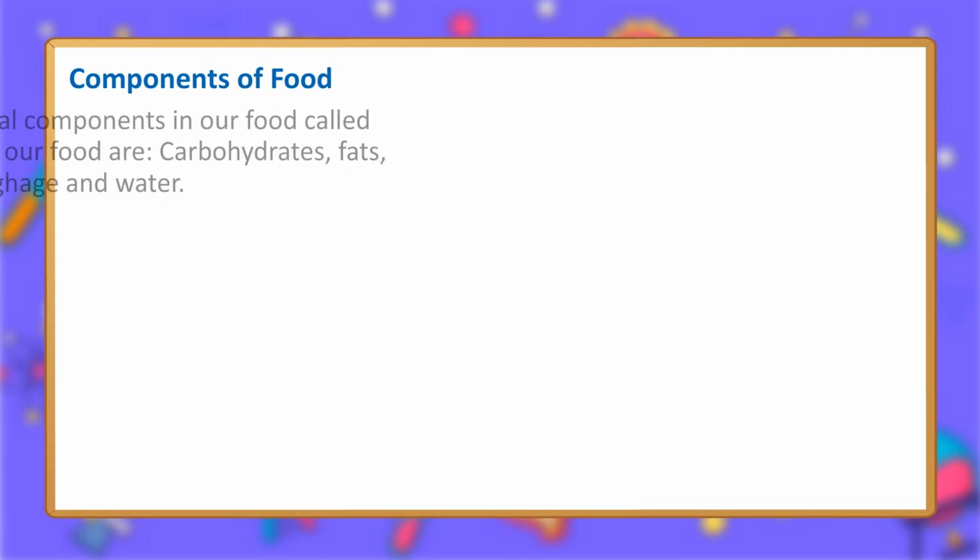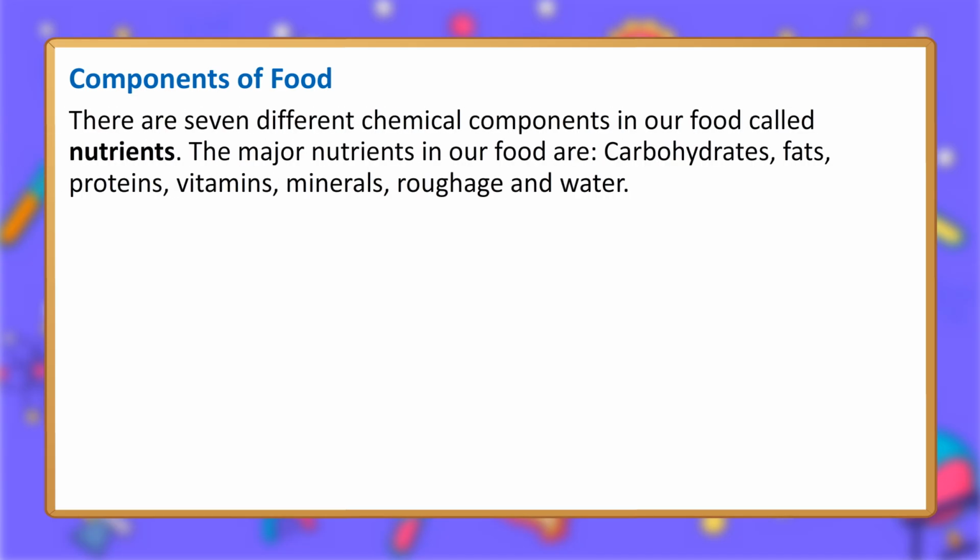Food plate. Components of food. There are 7 different chemical components in our food called nutrients. The major nutrients in our food are carbohydrates, fats, proteins, vitamins, minerals, roughage and water.